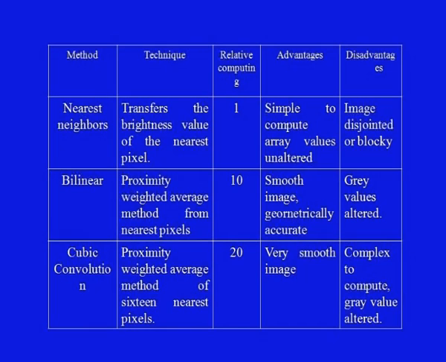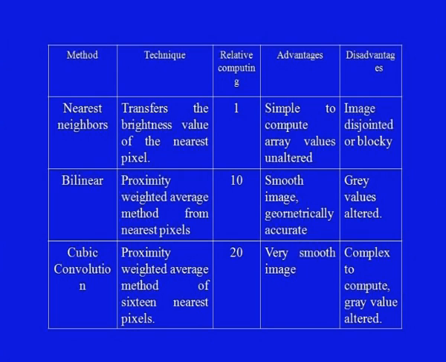This particular table provides the basis of the methods. In nearest neighborhood, the technique basis is that it transfers the brightness value of the nearest pixel. The relative complexity in computing can be set to 1 in this particular case. The advantage of using the nearest neighborhood resampling technique is that it is simple to compute and array values are unaltered. The disadvantage is that the image appears to be disjointed or blocky in nature.